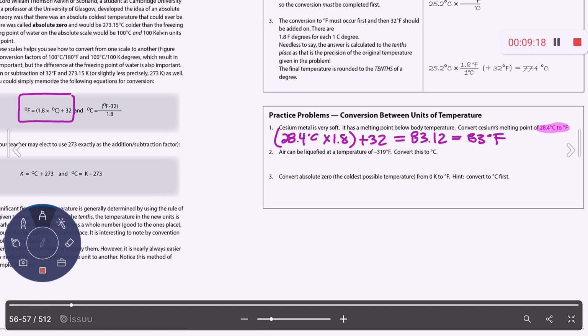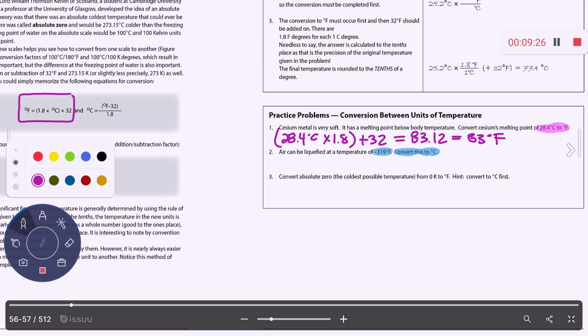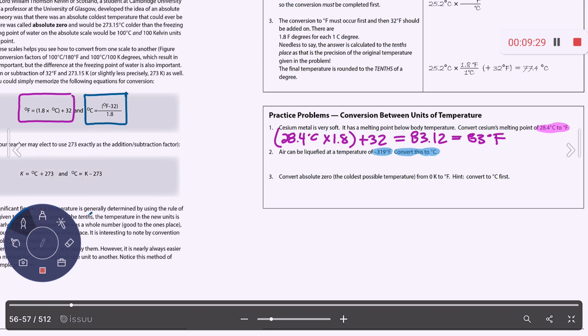The next one tells us that air can be liquefied at negative 319 degrees Fahrenheit. They want us to convert it to degrees Celsius. In order to do that, you're going to use this second equation. Okay, so we're going to take negative 319 degrees Fahrenheit, subtract 32, and then divide it by 1.8. You should get negative 195 degrees C.